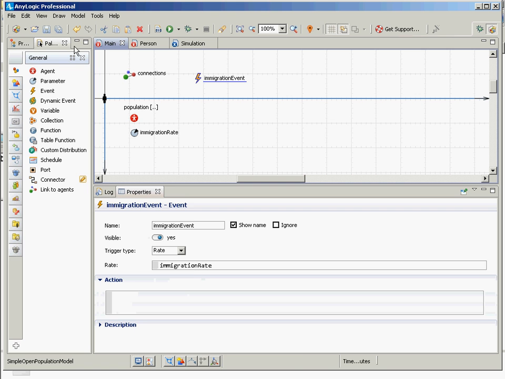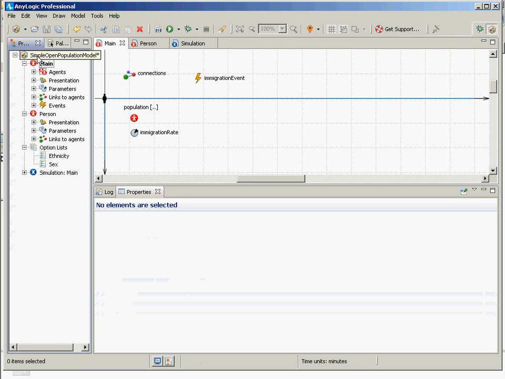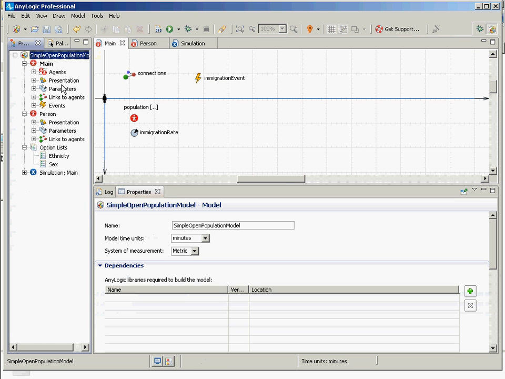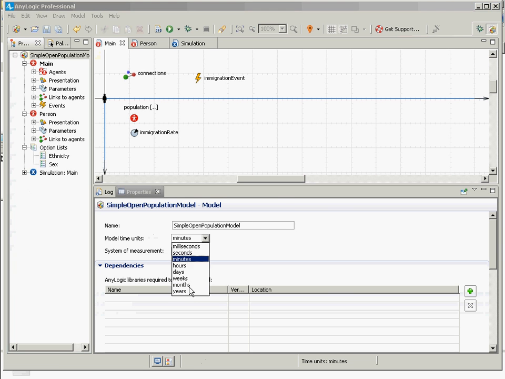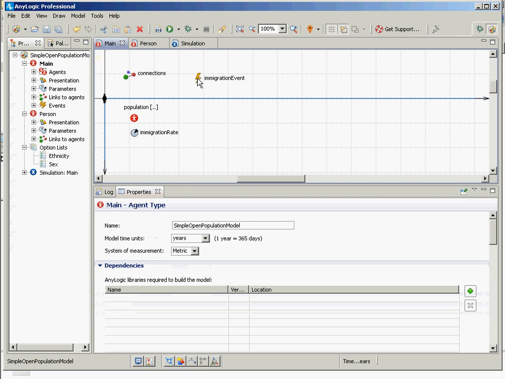It's a good question. We did not, and we can go up there and do it. You click on the model as a whole and make its time unit a year. Oh, okay. As long as we're consistent with our units, it should be fine.